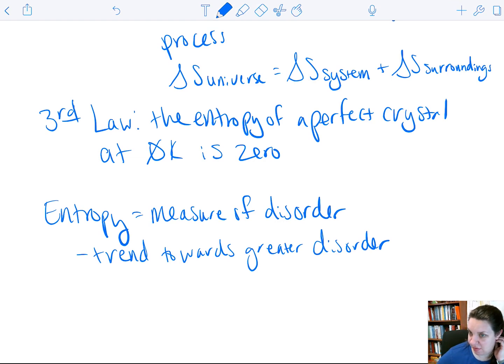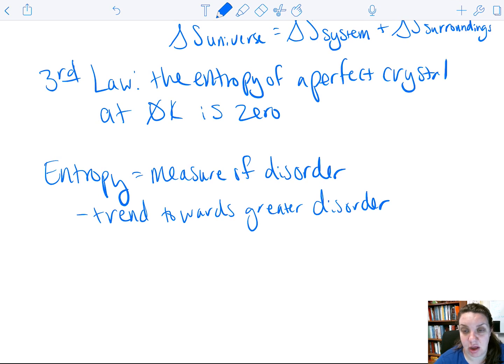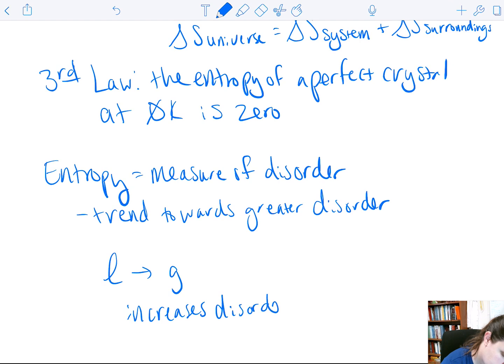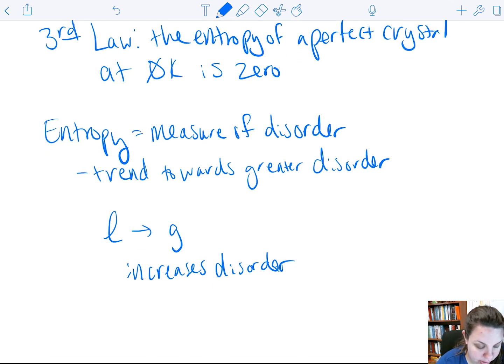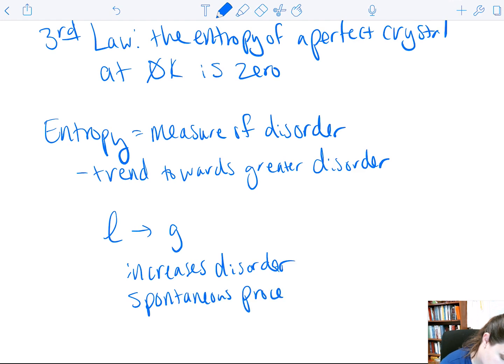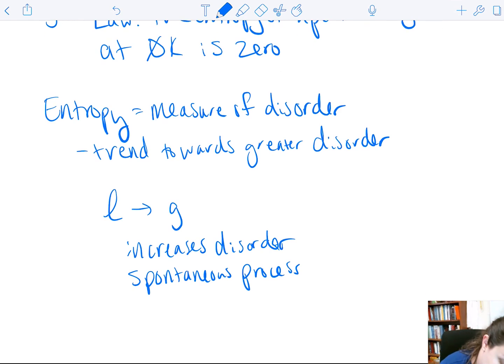So if you think about something like going from a liquid to a gas, it will have greater disorder. So going from a liquid to a gas increases disorder. Right? So even though going from a liquid to a gas is going to require energy, it increases disorder, so this is a spontaneous process. It's a spontaneous process above the boiling point of the substance.